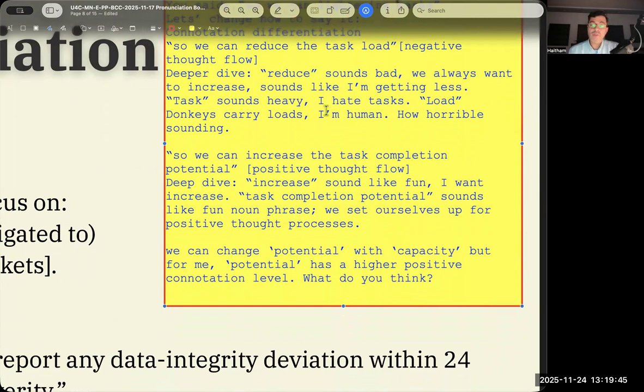So potential can also be switched with capacity. But for me personally, I like potential because it has, I don't know, a better cognitive positive connotation level. And also for me, it sounds more aligned with what we discussed in terms of the psychological safety that we want to build within our teams. And we covered this in Unit 4A.